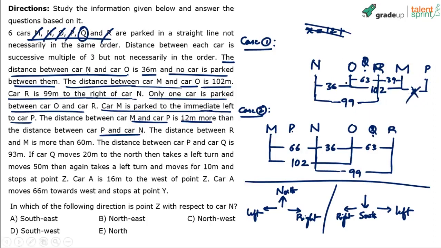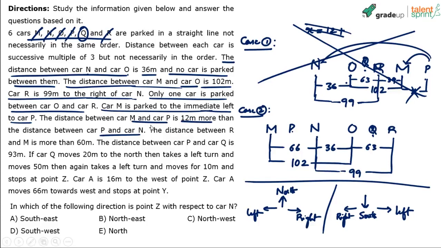Just look at that. The sequence is N, O, Q, R, M, P. We don't have to use variables and all that. X and all is not required. Simple observation is we have seen that P is closer to M when compared to N. But the data says that the distance between P and M is more. Is it possible in this case? No. The distance between P and M is going to be less than the distance between P and N. So obviously case 1 is wrong. So now it is very clear that case 1 is wrong and we have to work on case 2.